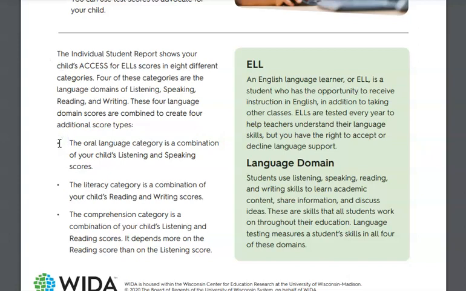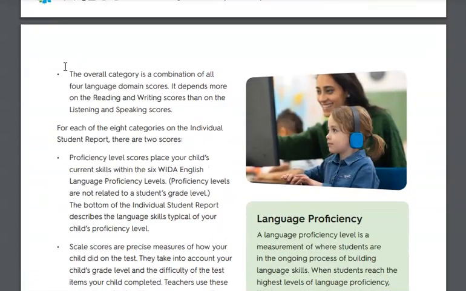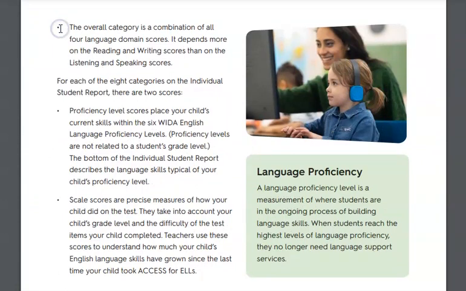The oral language category is a combination of your child's listening and speaking scores. The literacy category is a combination of your child's reading and writing scores. The comprehension category is a combination of your child's listening and reading scores. It depends more on the reading score than the listening score. The overall category is a combination of all 4 language domain scores. It depends more on the reading and writing scores than the listening and speaking scores.